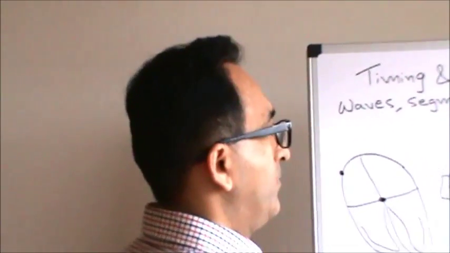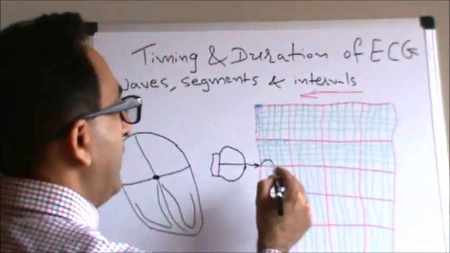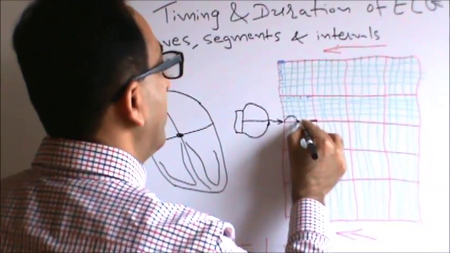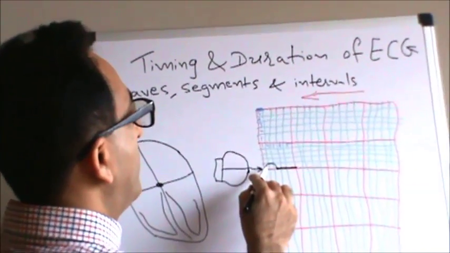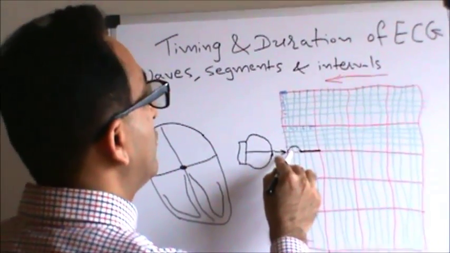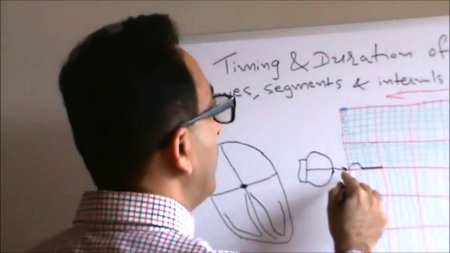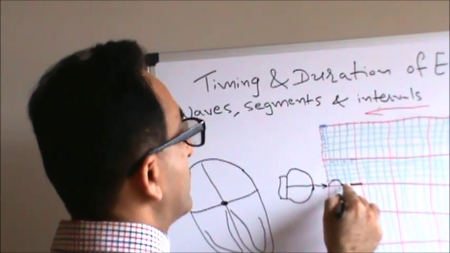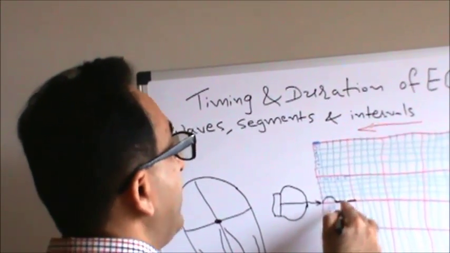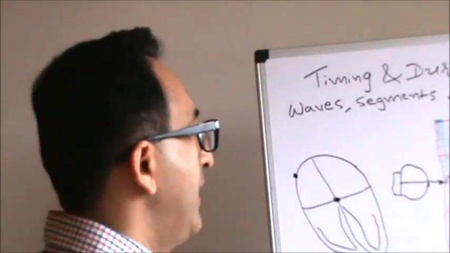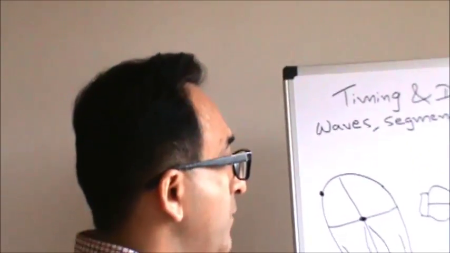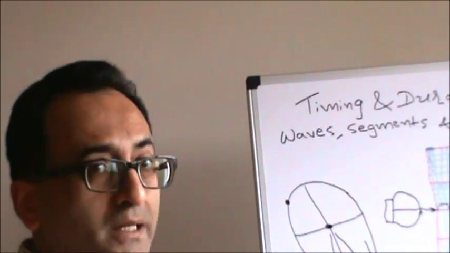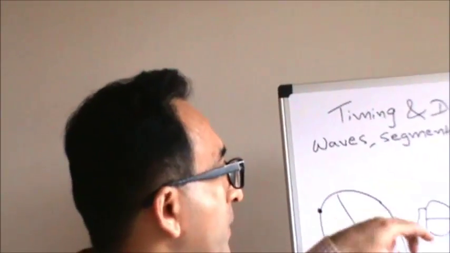So that would be from here up to here. So 2.5 small squares for the P wave, 2.5 small squares for the PR segment, right? So now we have the entire PR interval, because the PR interval includes the P wave plus the PR segment.